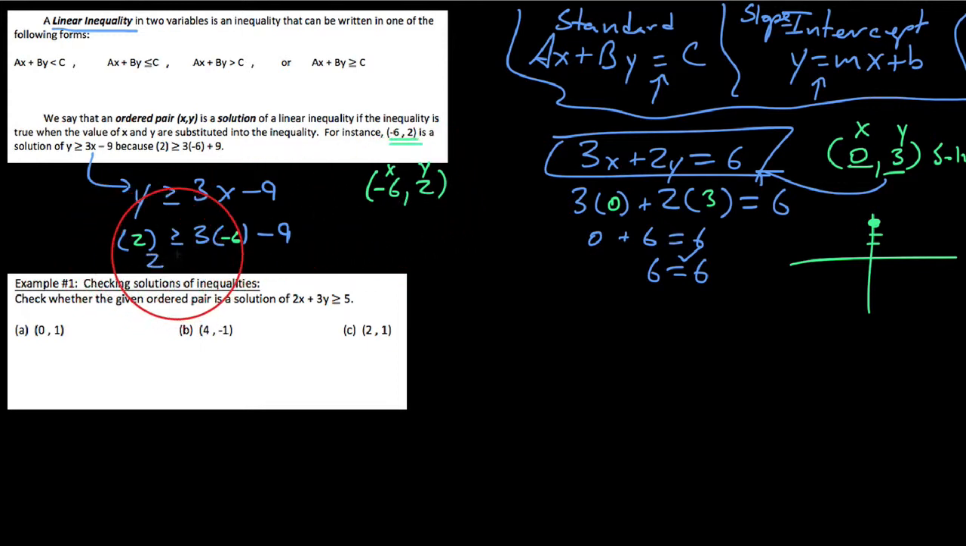So simplifying this, we get 2 is greater than or equal to, well, 3 times negative 6 is negative 18, and negative 18 take away 9 more is negative 27. So now the question is this: is 2 greater than or equal to negative 27? And the answer here is yes.